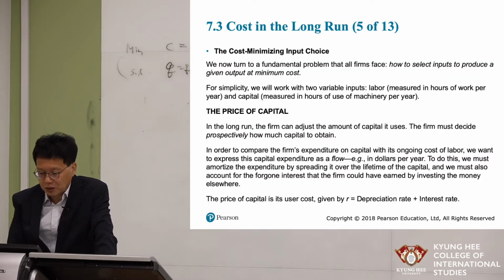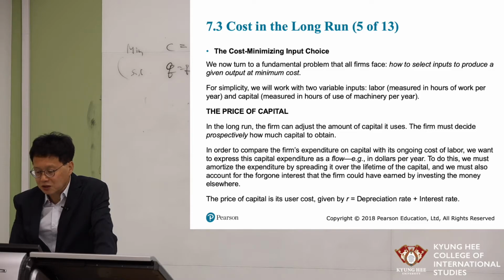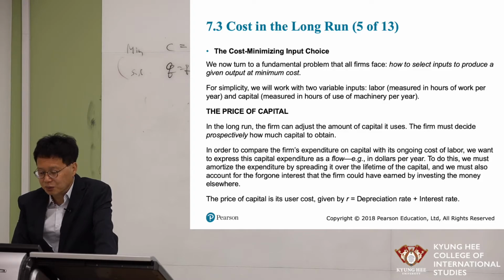The price of capital. Now think about the price of capital. In the long run, the firm can adjust the amount of capital it uses. The firm must decide prospectively how much capital to obtain. In order to compare the firm's expenditure on capital with its ongoing cost of labor, we want to express this capital expenditure as a flow in dollars per year. To do this, we must amortize the expenditure by spreading it over the lifetime of the capital.